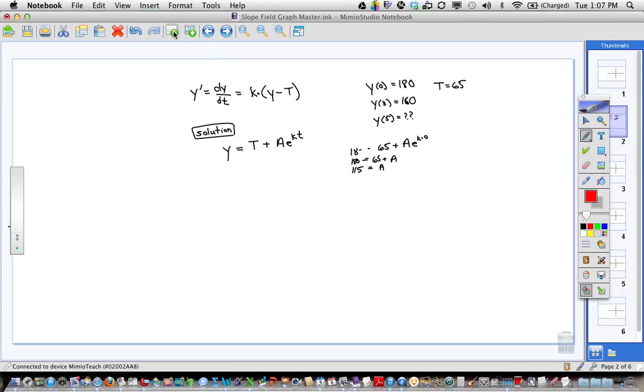Okay, now what? Probably should just rewrite the equation at this point. I think the best thing would be to rewrite my equation, except this time with the 115 in there for A. So now my equation is that, but I don't know what K is.